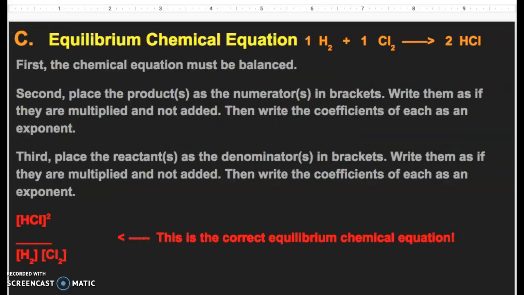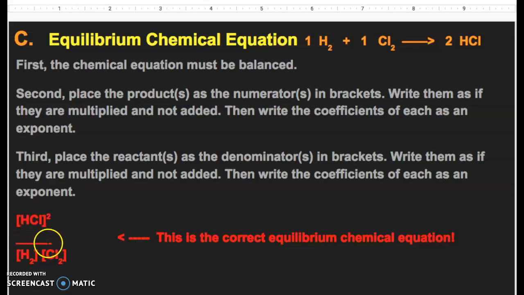Once you have it balanced, then you can write the equilibrium expression. Just like we did in letter A, all you have to do is put your products up as your numerator above the bar: bracket HCl, close bracket. But then how many coefficients? I have a 2 there. That means I have 2 molecules of HCl. So you put that 2 as an exponent, or as a superscript. So it's bracket HCl, close bracket, with a superscript of 2.